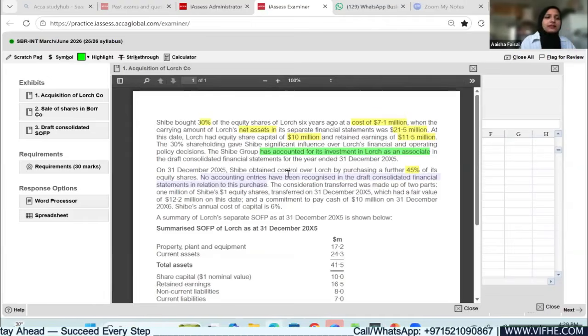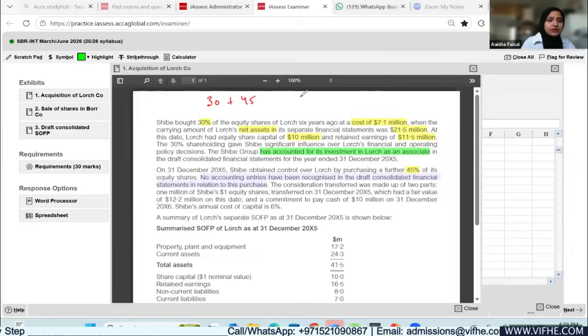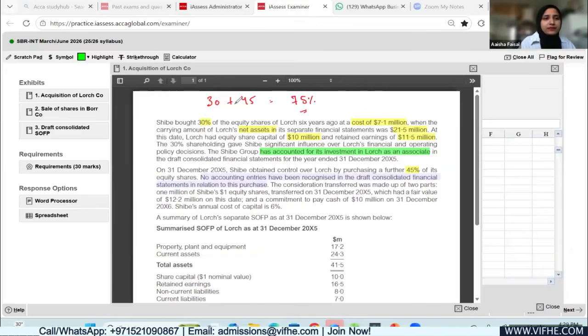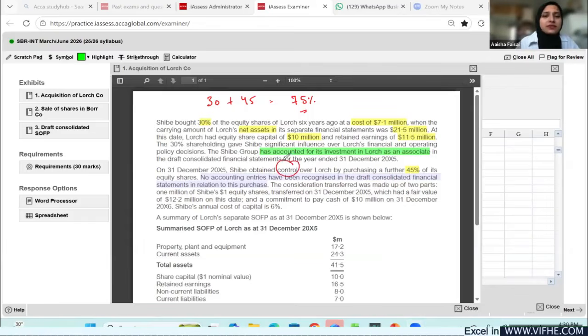So, first of all, tell me, when you went from 30% to further acquiring 45%, did this become a subsidiary for you? Yes or no? Did it become a subsidiary? Yes, it did. With the 75% also, it might not become a subsidiary if there is any additional information which is negating the control. But there is no additional information which is negating control. In fact, if there is any information, it is only in line with, yes, it's a subsidiary, because they're using the word control also. So if there's any additional information, it's in line with it being a subsidiary.